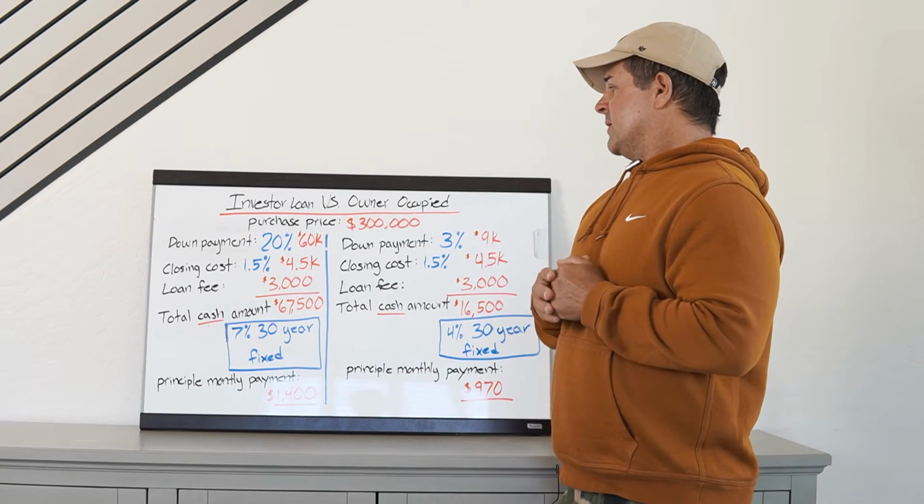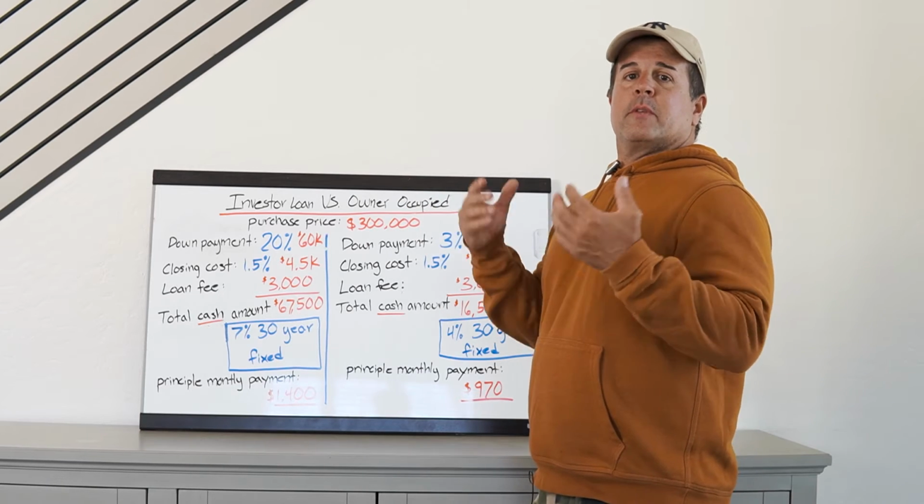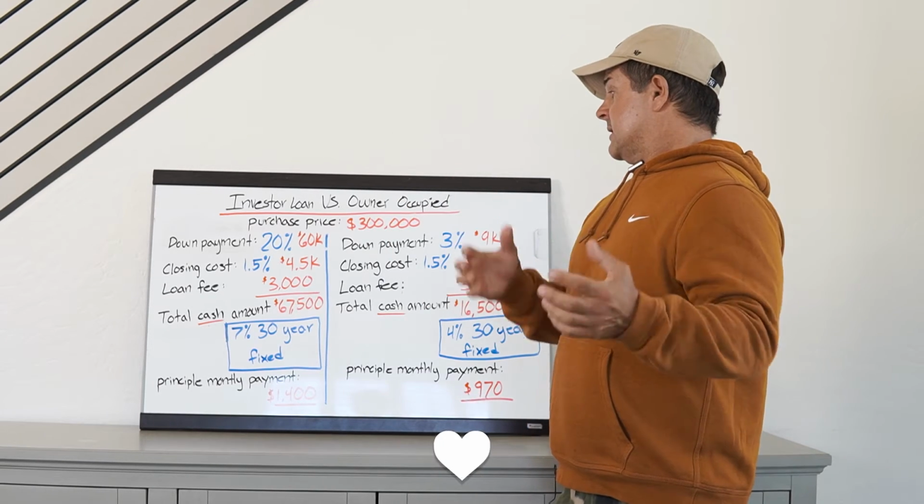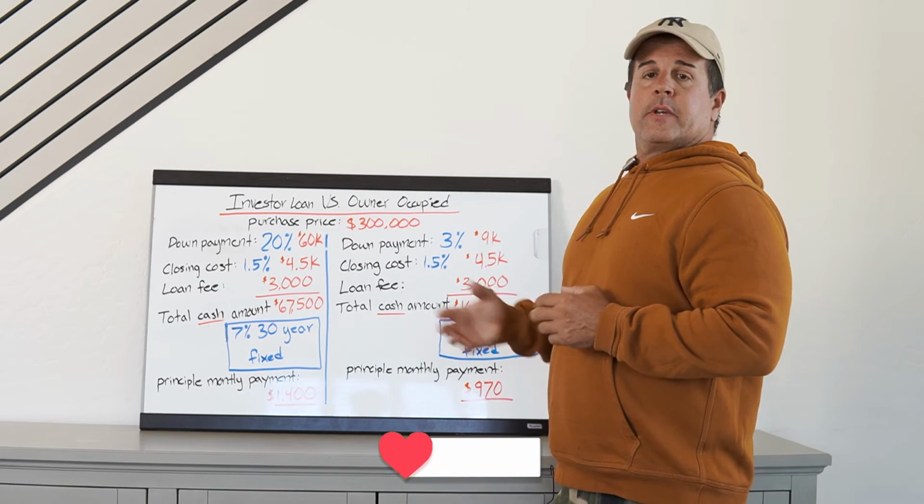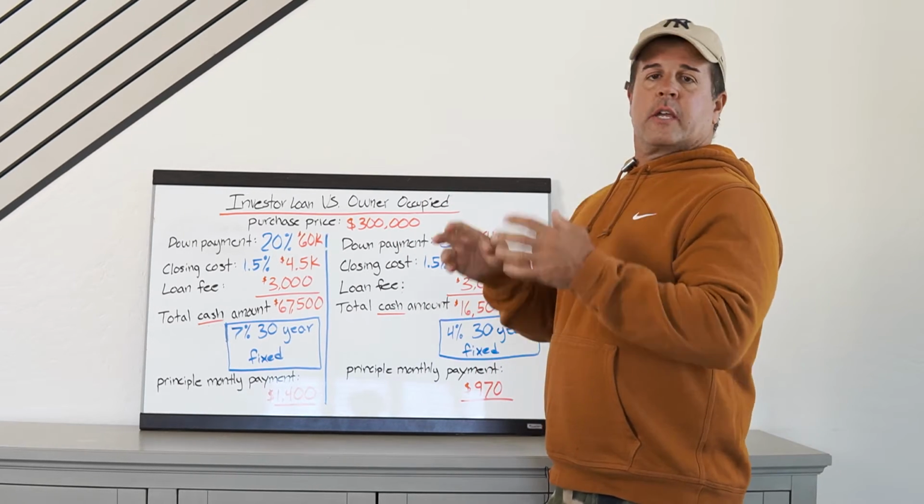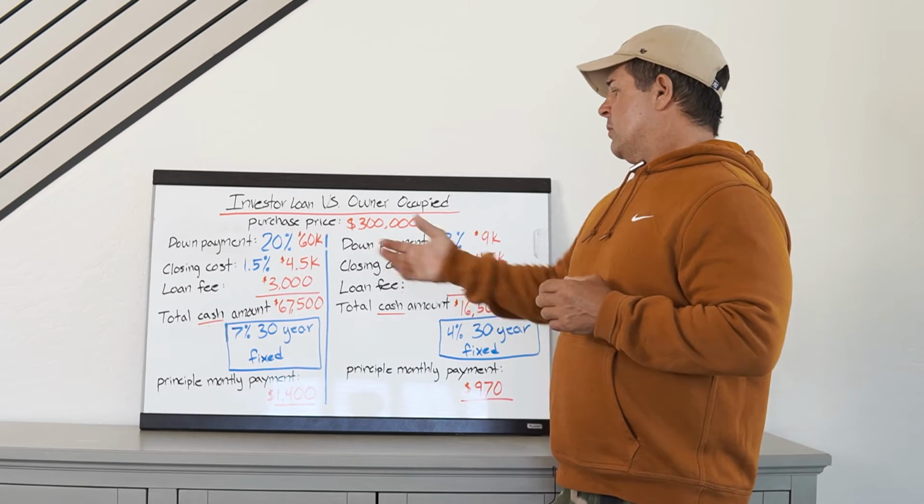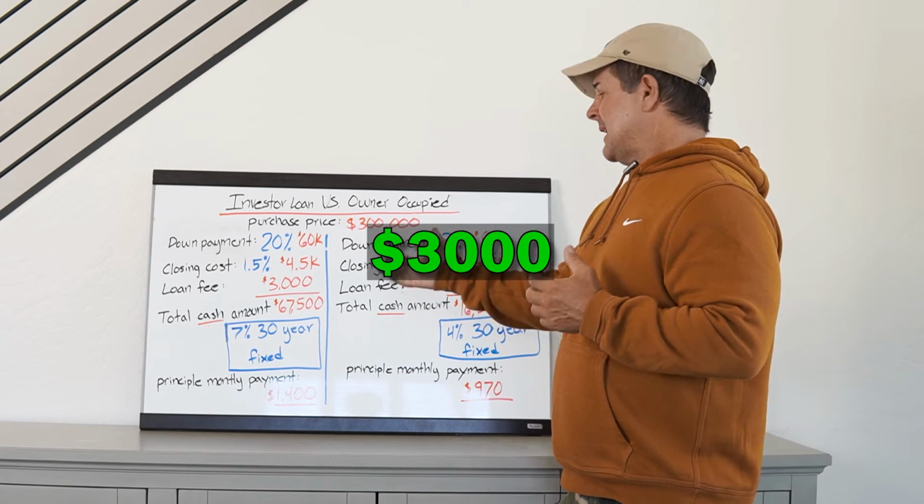So big difference. Closing costs would be the same. That's your title fees that you pay the title company. So it's about 0.5% for each type of loan. And then loan fees, that's to Wells Fargo, Chase, the mortgage broker, whoever you use. We just put in a hypothetical $3,000.